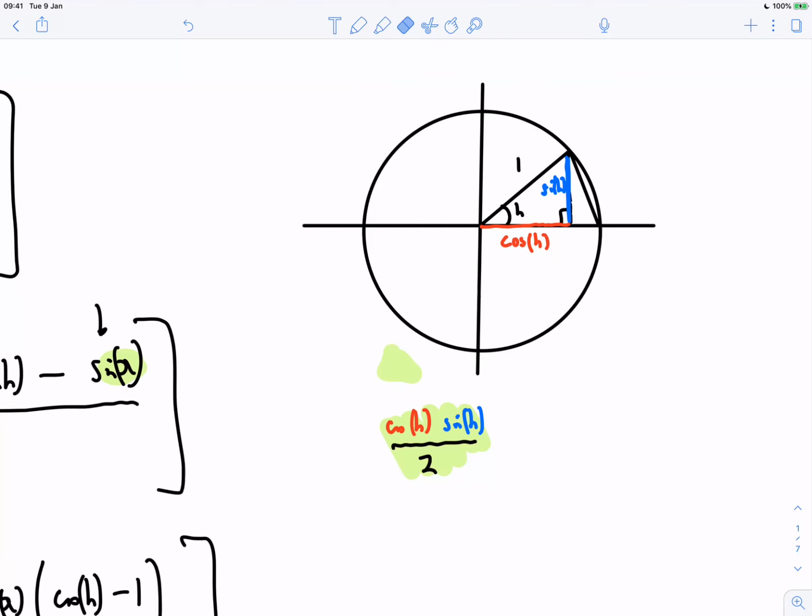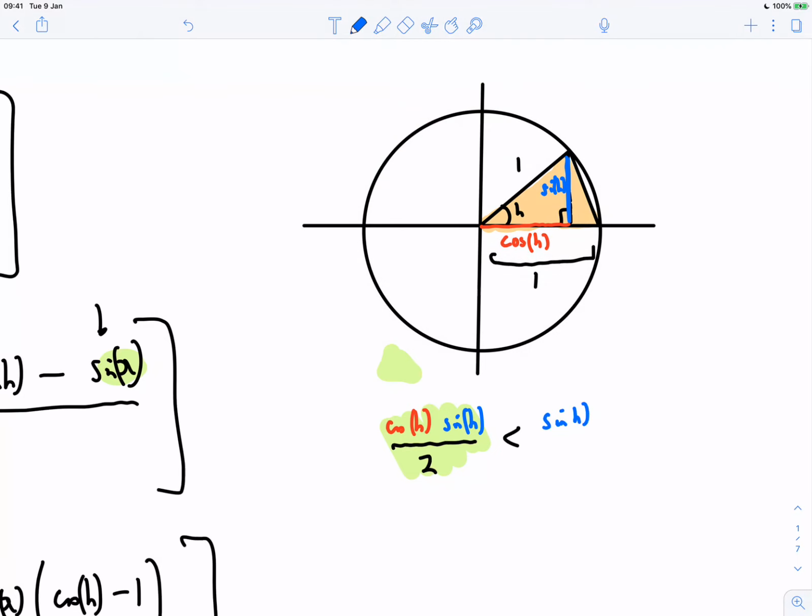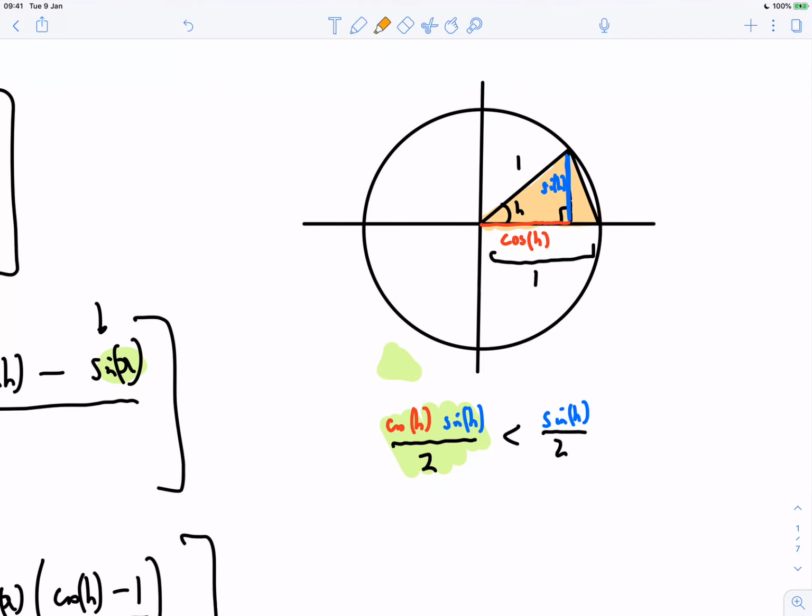Okay, next up, what is a next larger shape we can consider? Well, if I consider this shape, that orange triangle, do you agree that it's larger than the green triangle? And what would that triangle's area be? It would be half of base. So this is going to be smaller than half the base. Well, the base is 1 because it's a radius of 1, times by the height, which is still sine h, and then that's over 2. So this is just going to be sine of h over 2. And I'll shade this orange to remind ourselves it was the orange shape.